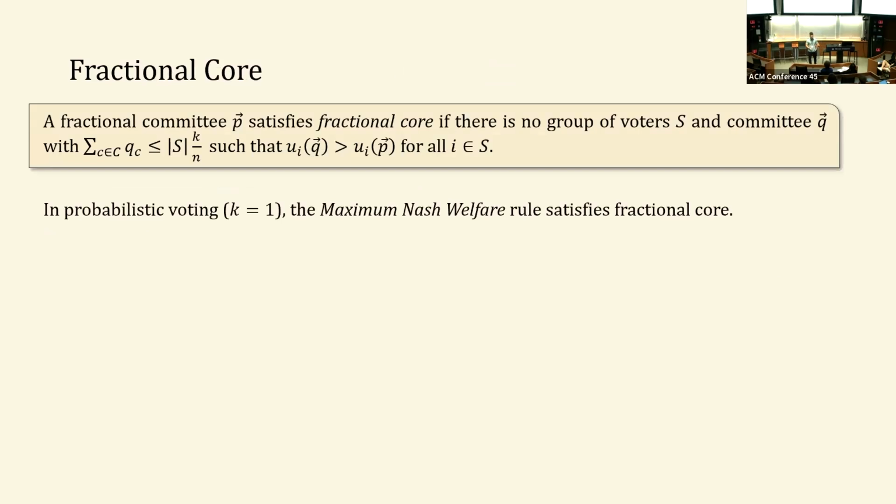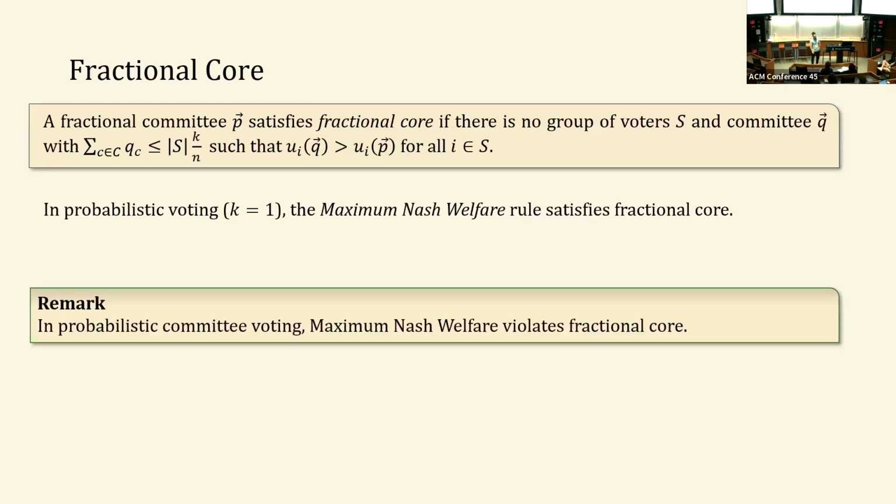So let's just look at fractional core first, and we'll talk a bit more about it in a couple more slides. But fractional core is essentially saying that there should be no group of voters that could choose an alternative committee that is proportional to their size that they all strictly prefer. Okay, so when k equals 1, maximizing Nash welfare will satisfy fractional core. So if we maximize the product of voters' utilities, we can get fractional core.